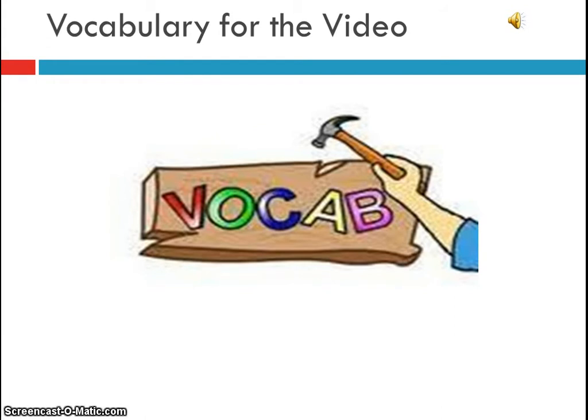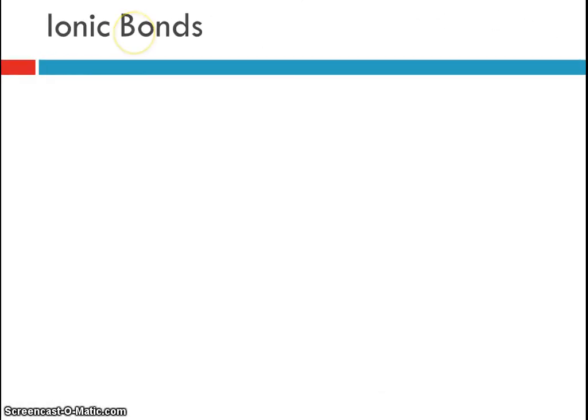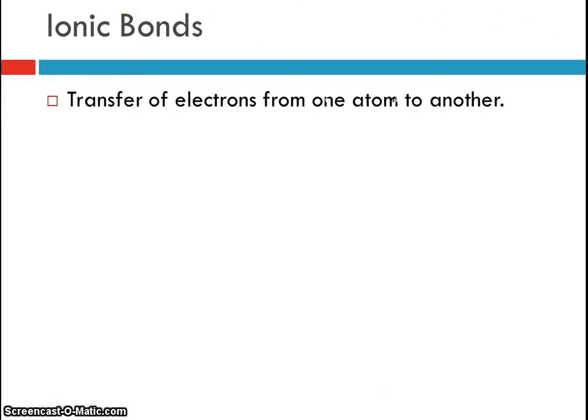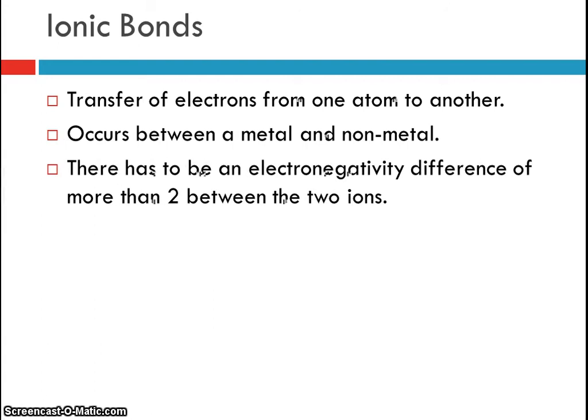Vocabulary. Ionic bonds: transfer of electrons from one atom to another occurs between a metal and a nonmetal. There has to be an electronegativity difference of more than 2 between the two ions.